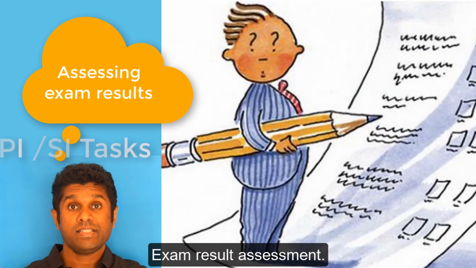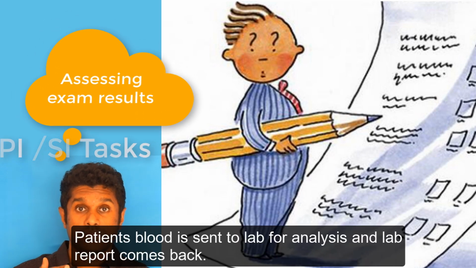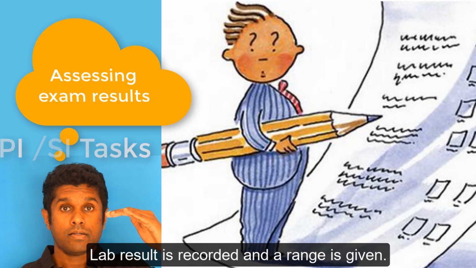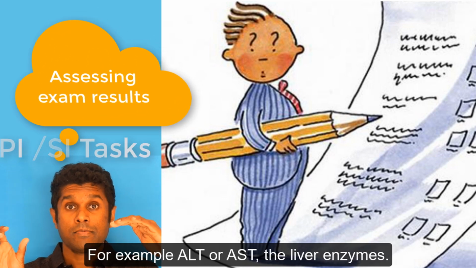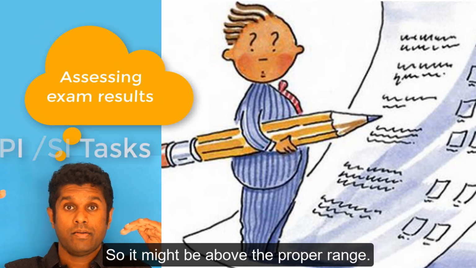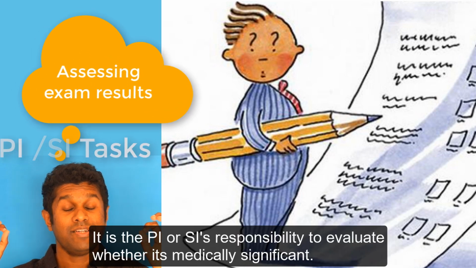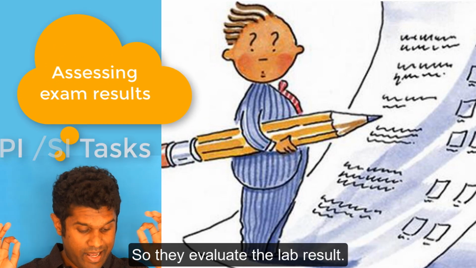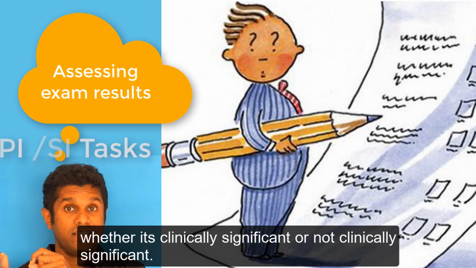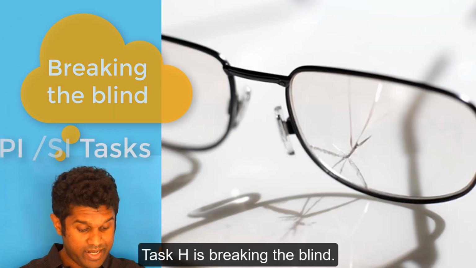Task G, exam result assessment. That means lab results. So when the patient's blood goes to the lab to do lab analysis, and then the lab report comes back, right? And lab results are recorded there, and the range is given. For example, ALT, AST, the liver enzyme. So it might be above the proper range, but it is the PI or the SI's responsibility to evaluate whether it's medically significant. So they evaluate the lab result and they sign off on the lab report whether it's non-clinically significant or clinically significant. So that's exam result assessment, and task H is breaking the blind.